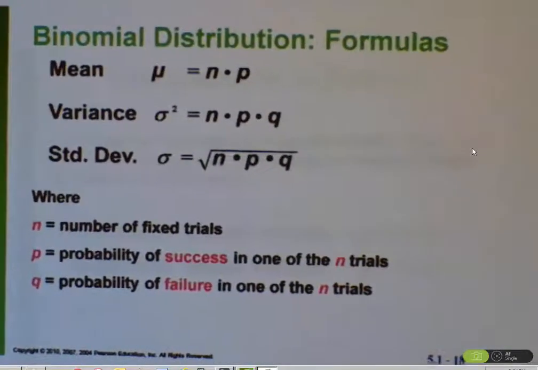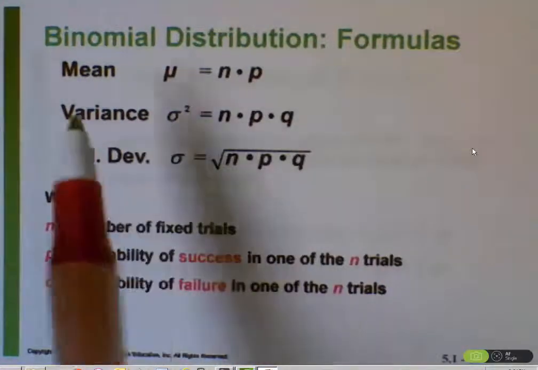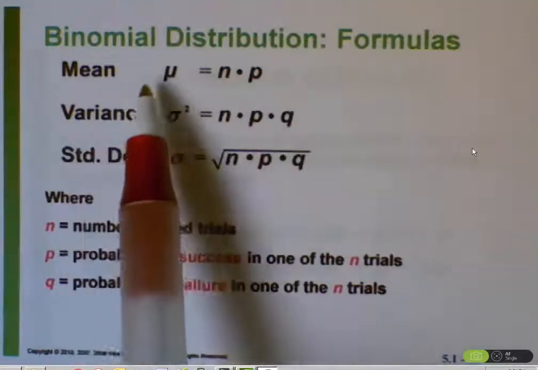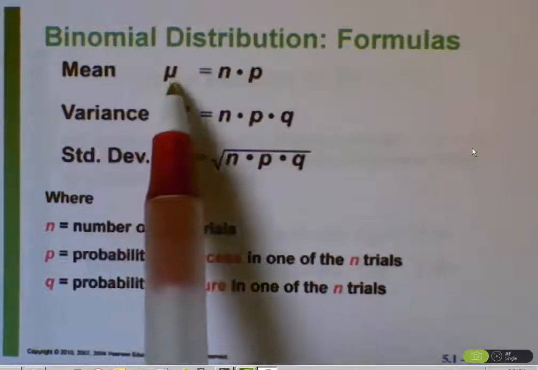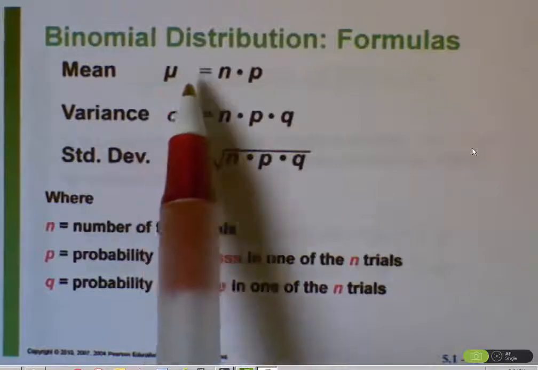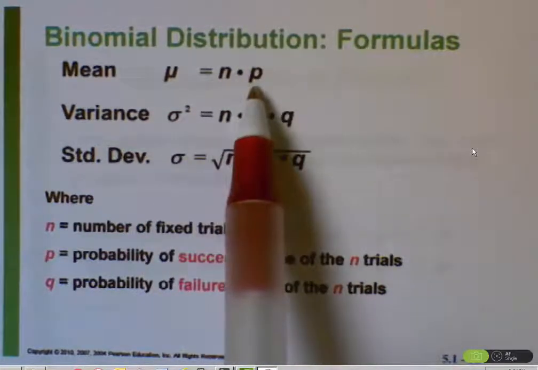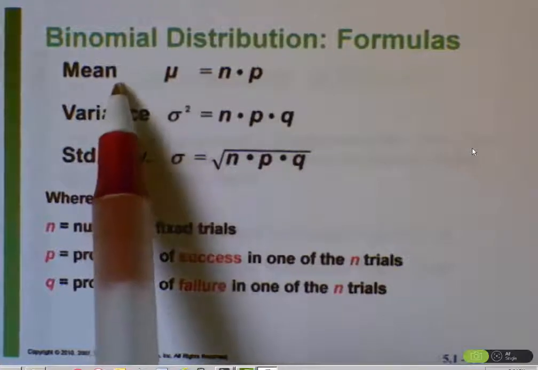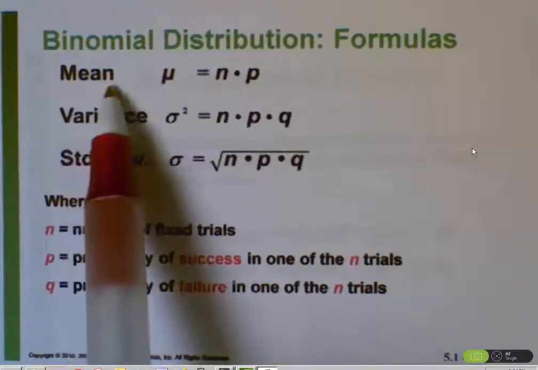The formulas that you need for binomial distribution parameters are the mean. The symbol for the mean of a probability distribution is mu, and the mean is just the number of trials times the probability of success. Think about it this way. In 5.2, we said expected value means the same thing as mean.